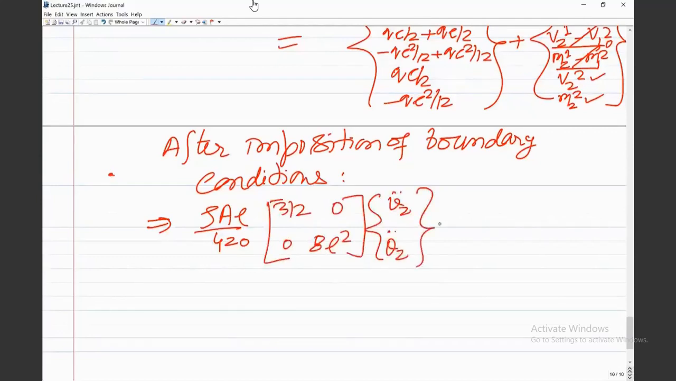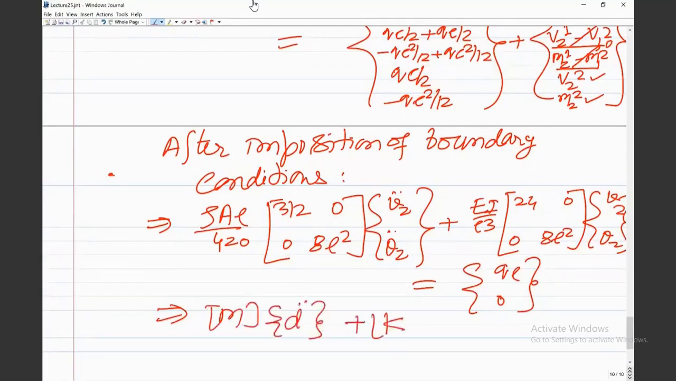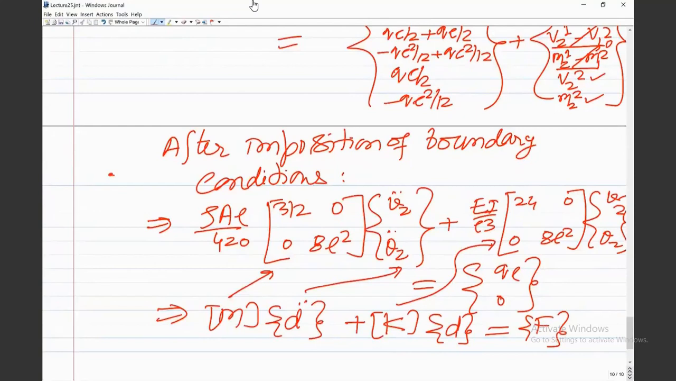So these are the third and fourth equations, plus EI by L cube, and then you have 24, 0, 0, 8L square, into V2 and theta 2, is equal to, on the right hand side, just QL and 0. So this is the system equation of motion for the system, which can again be written in the same form, M into D double dot plus K into D is equal to F. So this is M, this is D double dot, this is K, this is your D, and this is your F. This is what you get as the equation of motion.